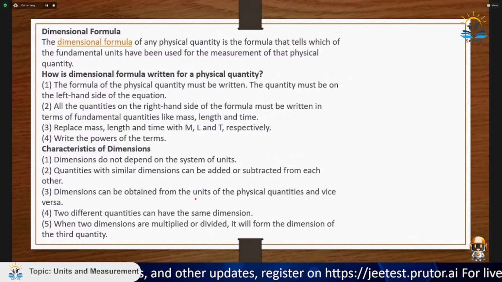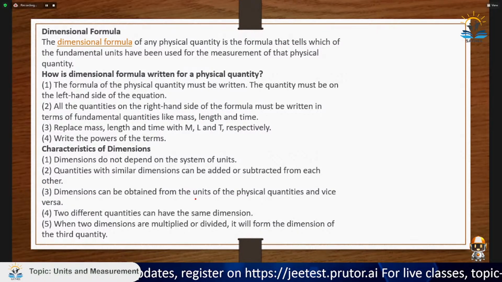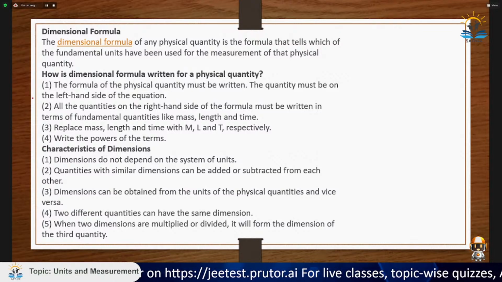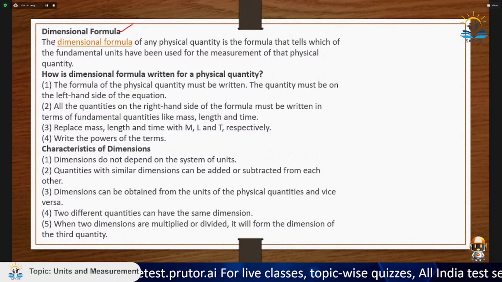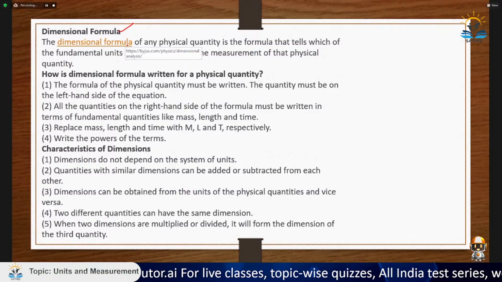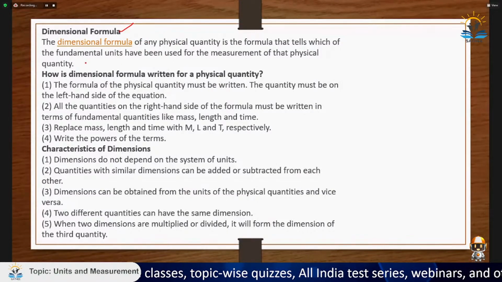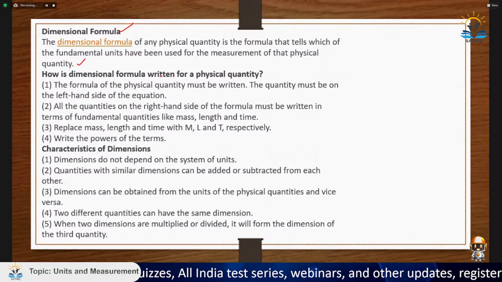So basically, dimensions are very useful because you can use them to check your answers even in any further upcoming chapter. So please focus on this. This is very important. The dimensional formula of any physical quantity is the formula that tells which of the fundamental units have been used for the measurement of that physical quantity. So how is a dimensional formula written for a physical quantity?